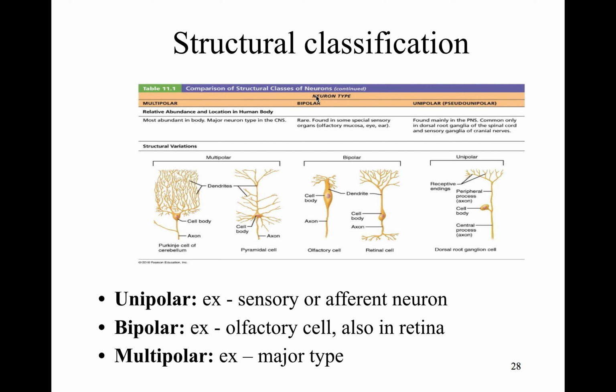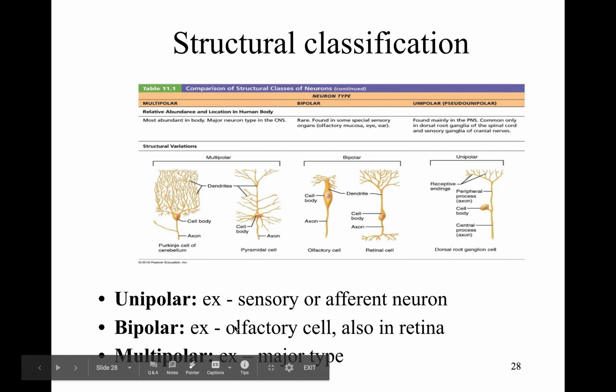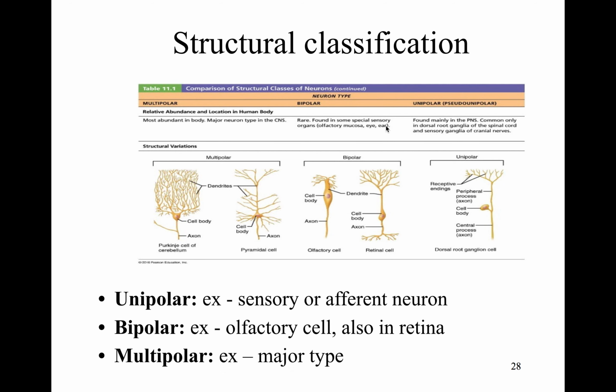Bipolar neurons are extremely rare. They're found in some of our special sensory organs. For example, in our olfactory mucosa, which is in your nose, as well as in your eye, in the retina, and you can find some in the ear as well. So bipolar neurons are definitely the most rare. They're only found in some of our sensory organs, so in our nose, our eyes, and our ears.